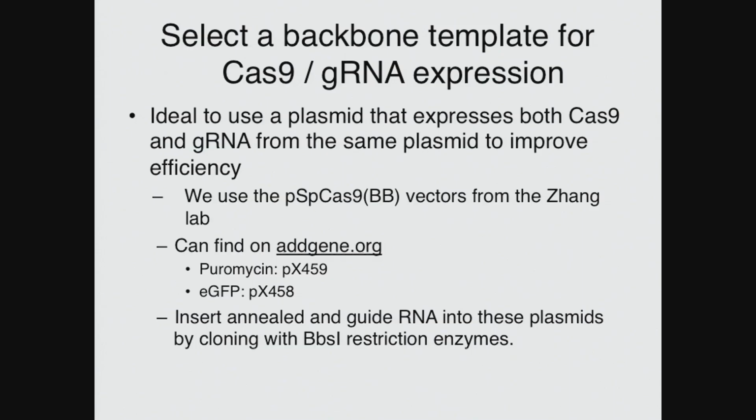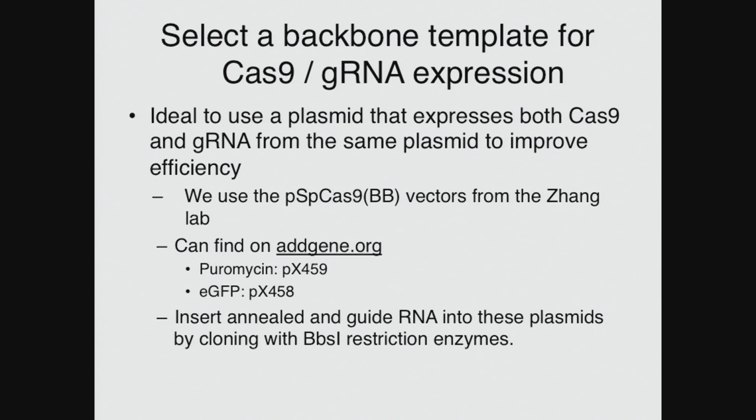So the first thing you have to do is decide, how do you want to get your guide RNA and your Cas9 into your cells? And what we typically use is a plasmid that expresses both a Cas9 and the guide RNA from the same plasmid. And this is nice. It improves the efficiency of the system, right? If you have to put in the Cas9 and the guide separately, you have 2 plasmids that need to get in. If you put them in together, you guarantee that any cell has both, which is useful.